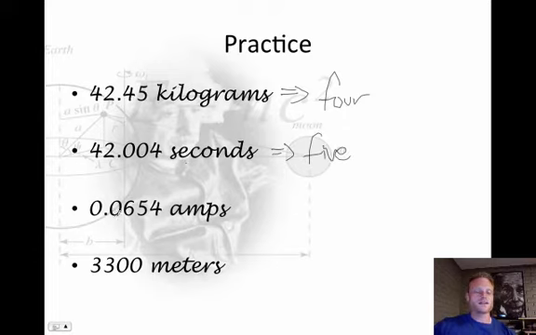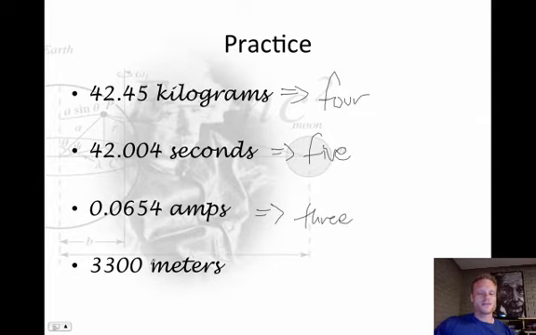Here we have 0.00654 amps, okay? The 6, the 5, and the 4 are non-zero digits, so automatically they are significant. So at the very minimum, we have 3 significant digits. But what about these 2 zeros here? Well, there is no non-zero number in front of them, and so they are what's called a placeholder, and so they are not significant, and so there are only 3 significant digits in this answer.